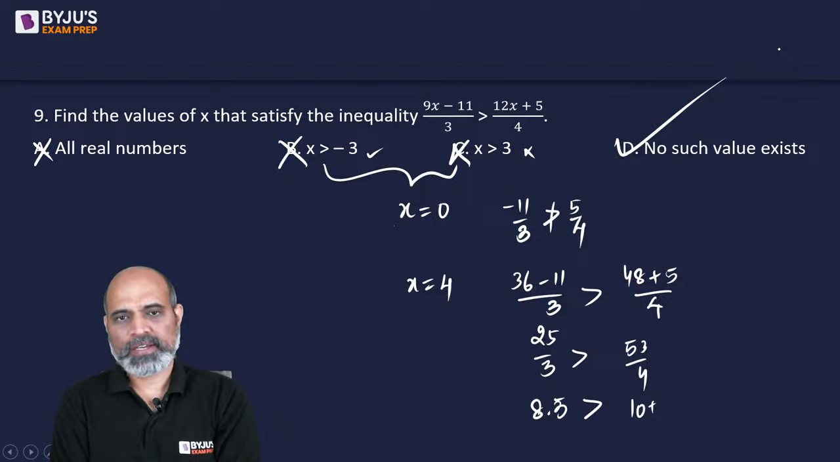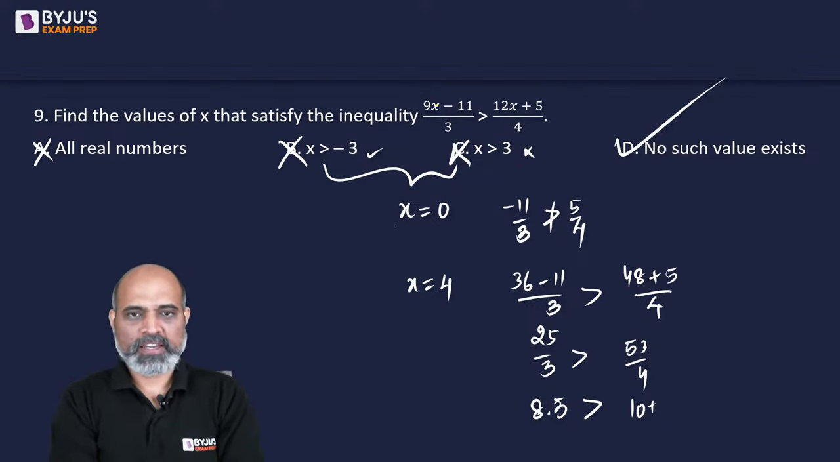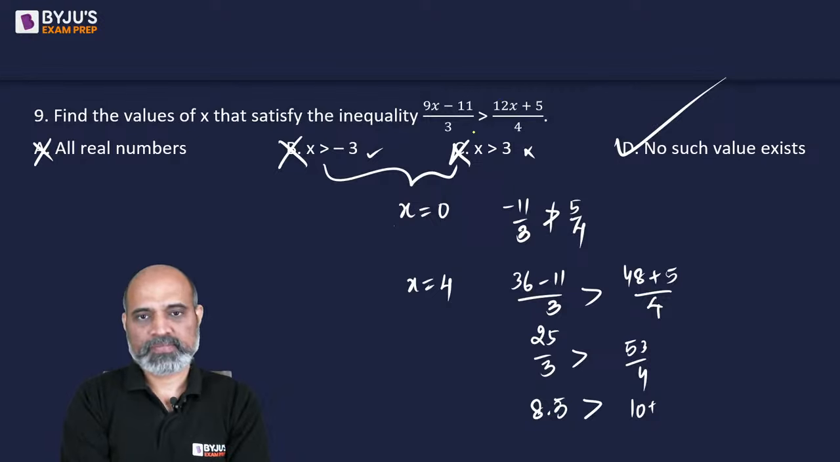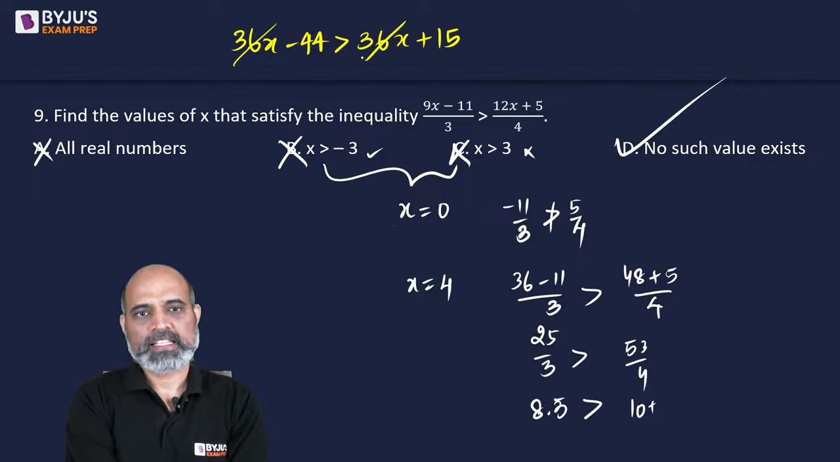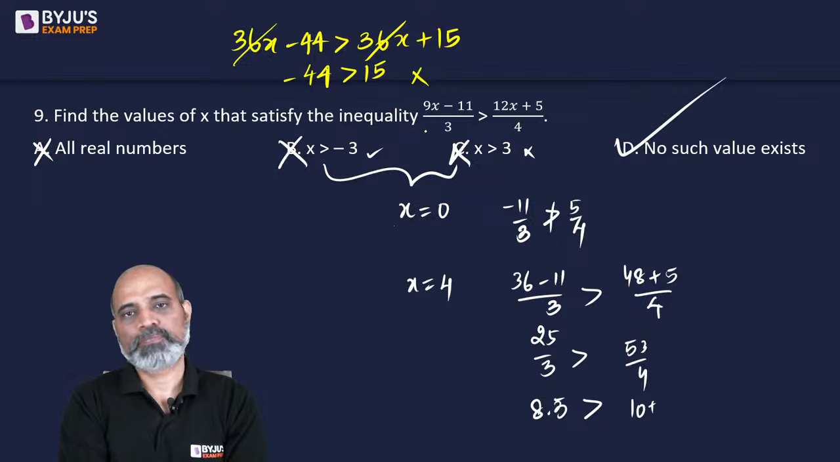मेरे को लग रहा है कि मेरे को कुछ चेक करना चाहिए था. I don't know क्या हुआ है. If I cross multiply, I'll have 36x minus 44 is greater than 36x plus 15. ये cancel out हो गया. Minus 44 is greater than 15, which is not possible.